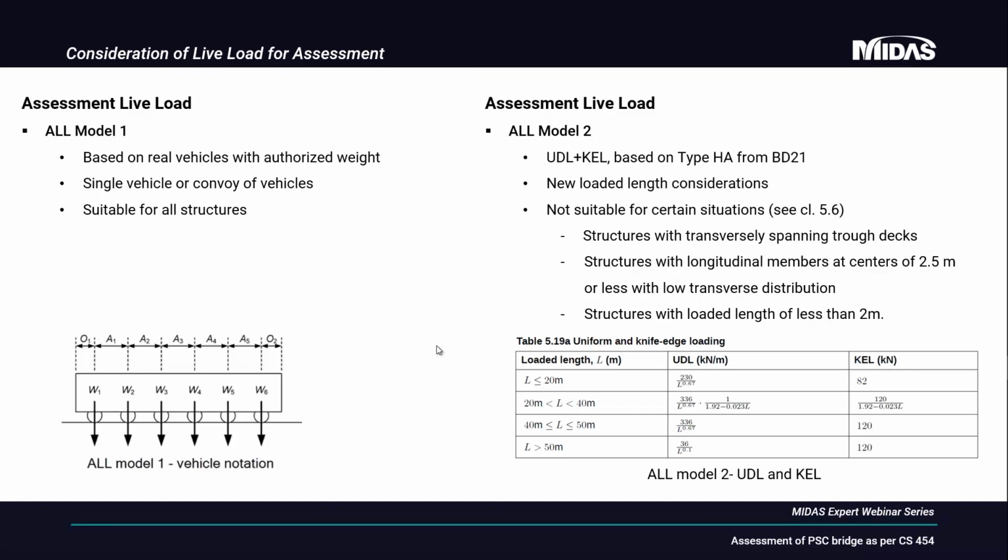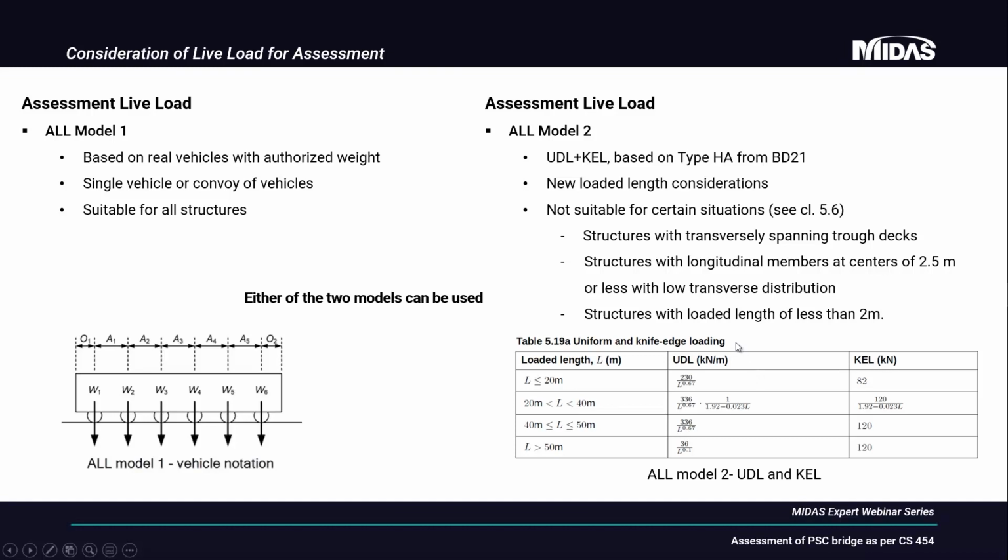Now for the assessment, the normal traffic load vehicle is classified in two in CS 454: Load Model 1 and Load Model 2. Either of these two models can be used for assessment of the bridge.